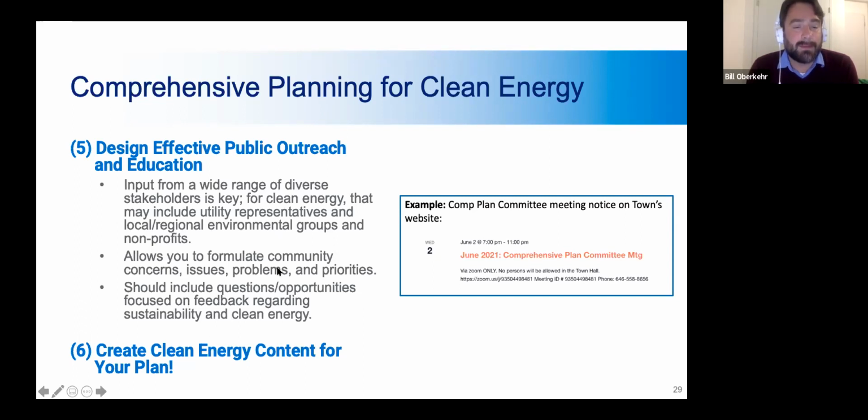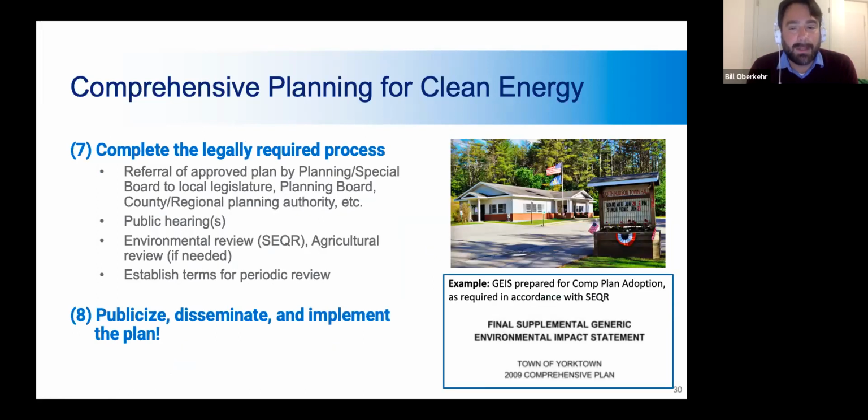Finally, step 6 is we want to begin creating clean energy content for the comprehensive plan. So we're going to really look at everything we've learned, consider our goals, look at where we want to go, and we're going to put the substance of our plan together, look at what we learned from public outreach, and really create the meat of it.